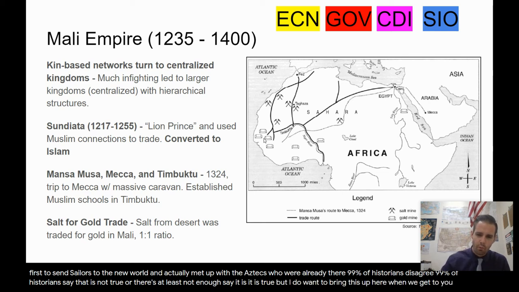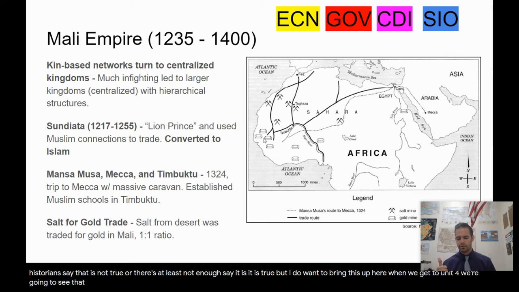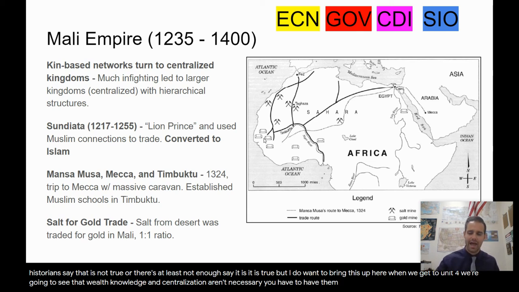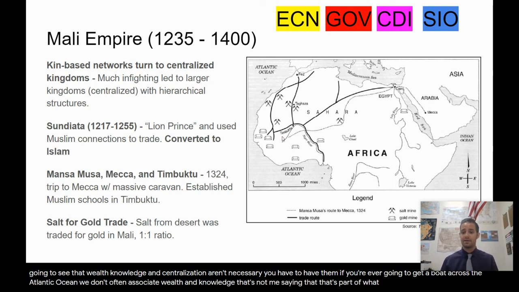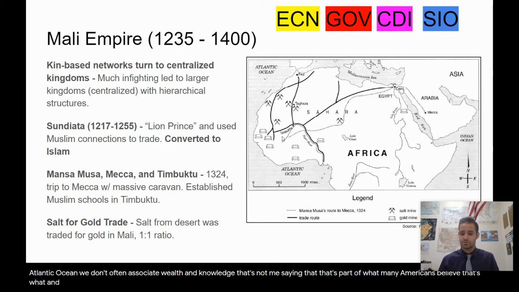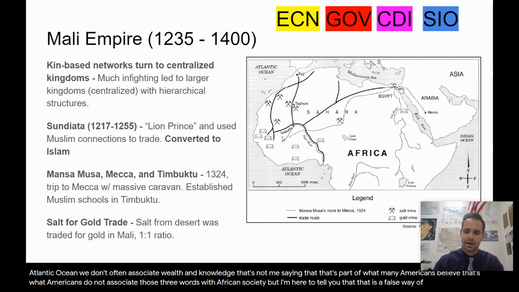When we get to Unit 4, we're going to see that wealth, knowledge, and centralization are necessary. You have to have them if you're ever going to get a boat across the Atlantic Ocean. We don't often associate wealth and knowledge and centralization with Africa. That's not me saying that. That's what many Americans believe. Americans just do not associate those three words with African society. But I'm here to tell you that that is a false way of looking at Africa.